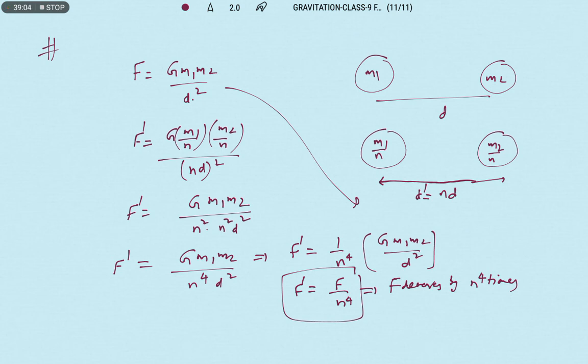So these are the different cases we get by changing the masses and by changing the distances. So the main idea of this is, the force of attraction is directly proportional to the product of their masses, and inversely proportional to the square of the distance between them. So these are the applications based on Newton's law of gravitation.